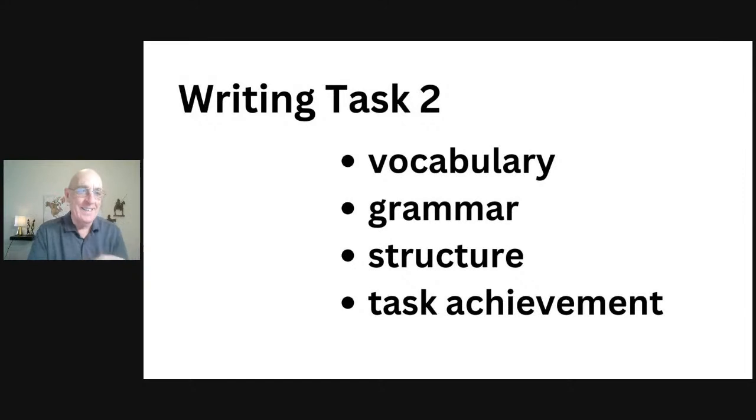In writing Task 2, there are basically four things that are being evaluated. The first is your vocabulary, and in every section of the IELTS exam, you're always being evaluated on your vocabulary. And the second is grammar, and again, this is true for every section of the IELTS exam. Vocabulary and grammar are the main components of measuring your English language ability throughout the IELTS exam.